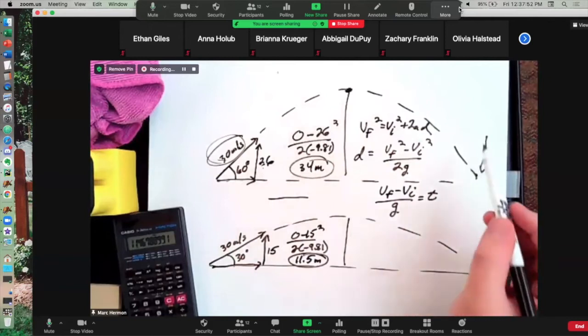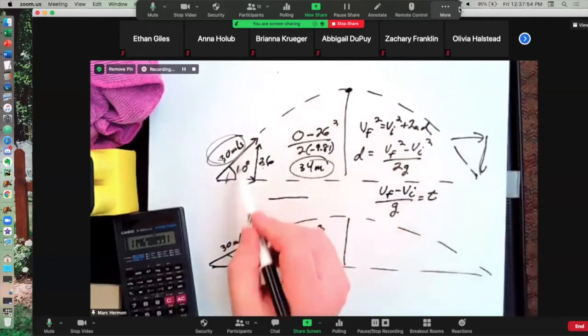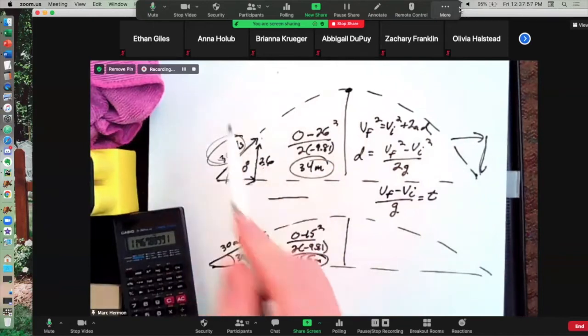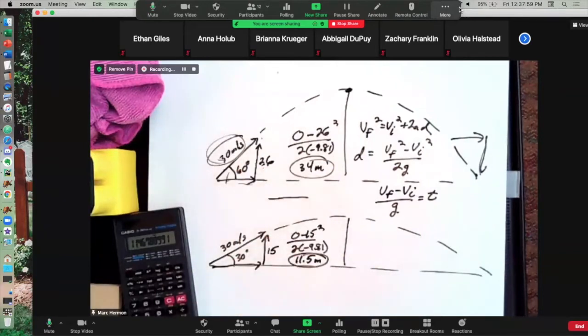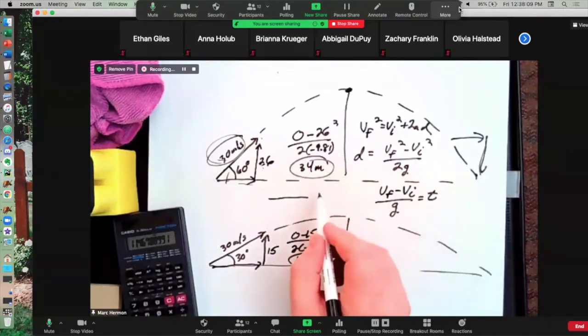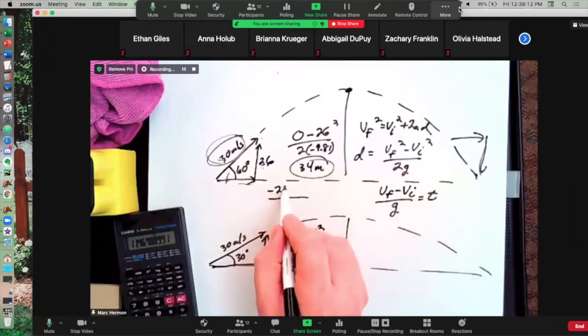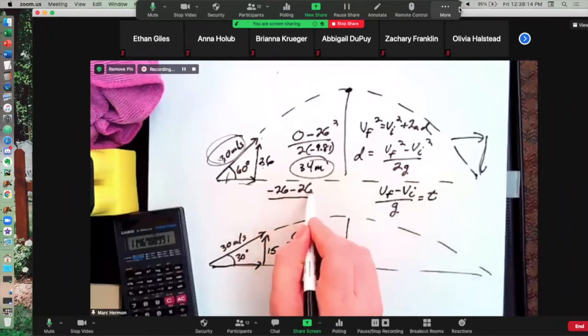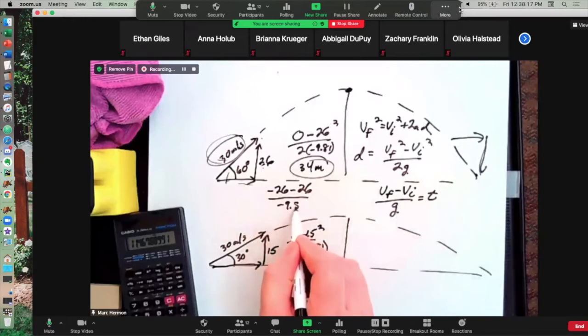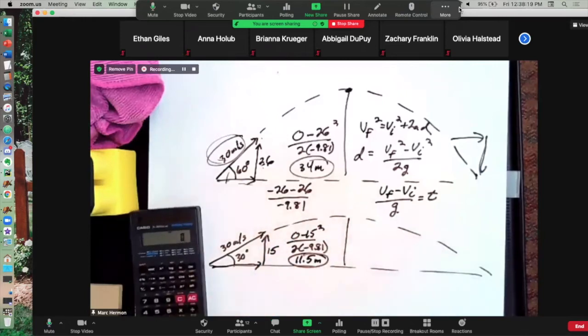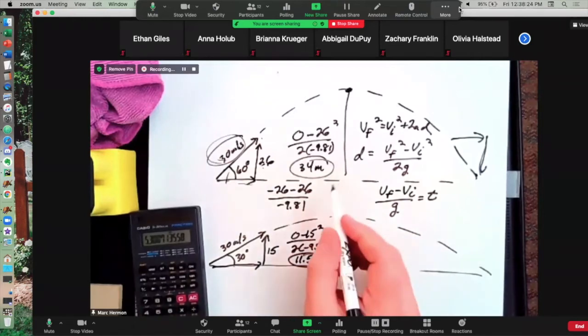That makes sense? This triangle is going to be over here just like this one's over here, right? So if my initial velocity up is 26, I'm throwing it up 26, it's going to hit the ground down at negative 26. Forget about that it's actually a parabola. Just pretend it's going straight up and straight down. That's what you need to do. Okay, so my final velocity is a negative 26 minus the starting 26, divided by a negative 9.81. That'd be a negative 52 divided by negative 9.81. And the total time is like 5.3 seconds.